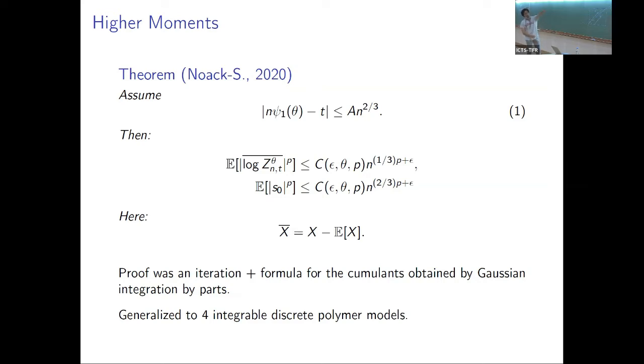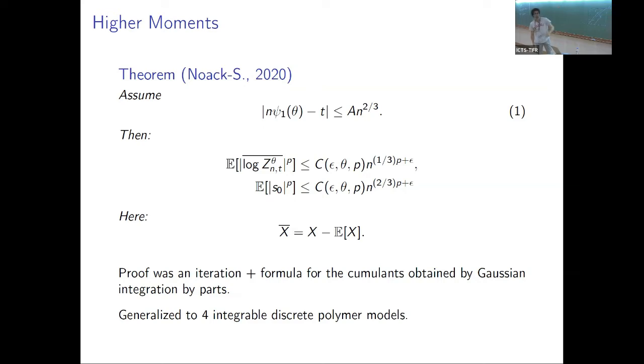Okay, here when I write x bar, I always mean the centered random variable. The proof was a fairly complicated iteration, and it exploited a formula for the cumulants of log of Z and t. That's a generalization of the formula that you get in the case p is equal to 2. And we found this formula using Gaussian integration by parts, not using this more recent stuff that we'll talk about in a moment.